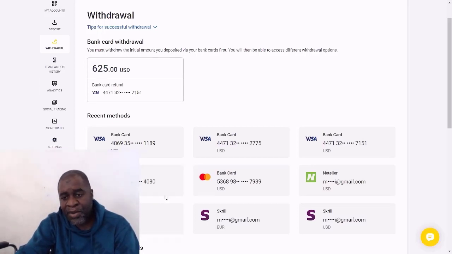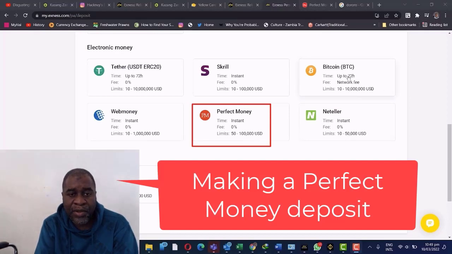I have deposited and withdrawn using various cards. There's my Stanbic card here, my old UBA dollar card here, my current UBA dollar card here, this is my EcoBank card here, this is my Zazu MasterCard here, my old NetTeller account, my old Skrill account, and my Perfect Money account. Okay, now I'll show you how to deposit using Perfect Money.